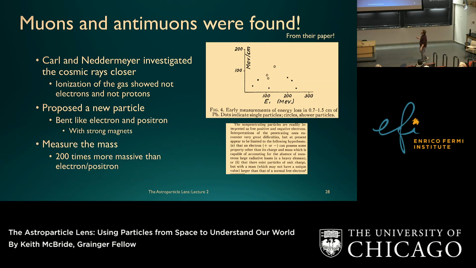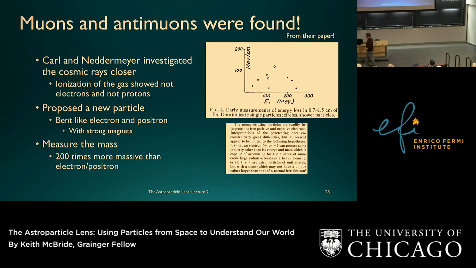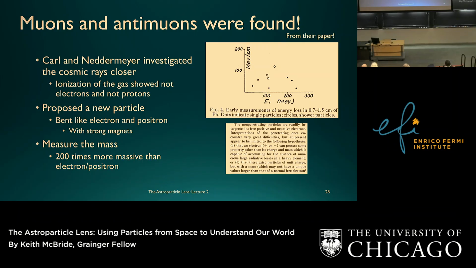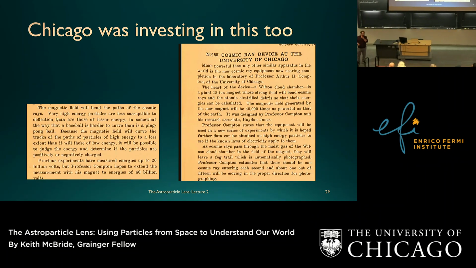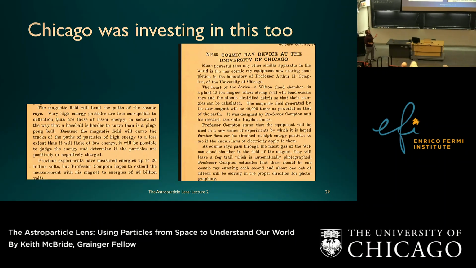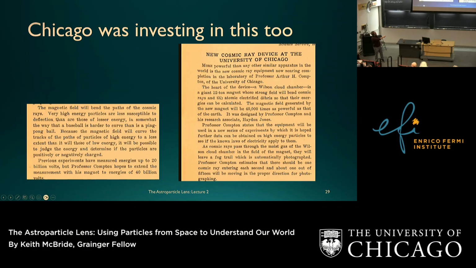And with these strong magnets, they were able to measure the mass really precisely, and they found that it was 200 times more massive than the electron. And so Chicago was investing in this kind of effort too at the time. They decided, okay, we're going to build these. One of the news articles was building a very huge 12-ton magnet. I think it was just a competition of who could build the most massive magnet.